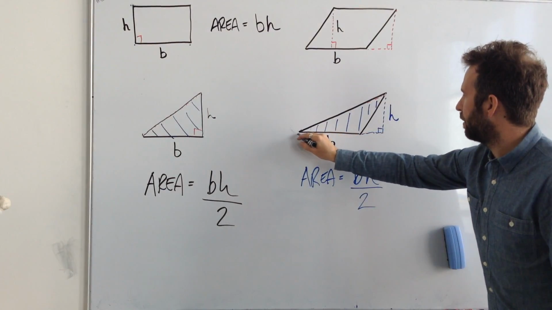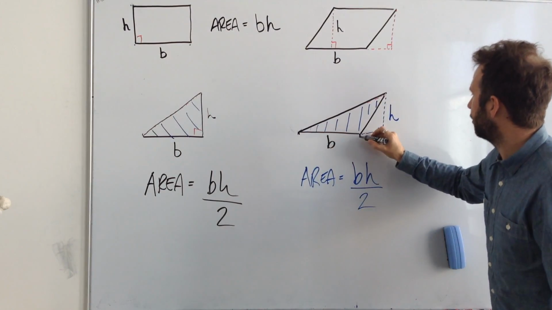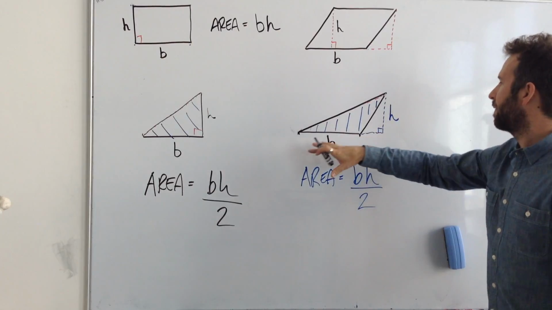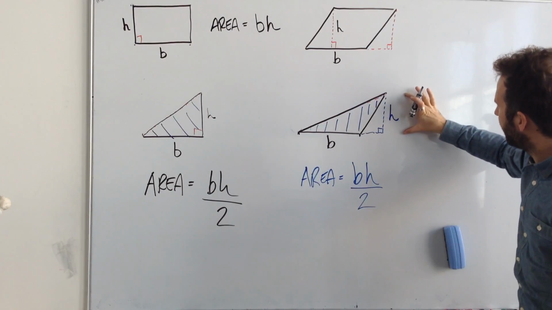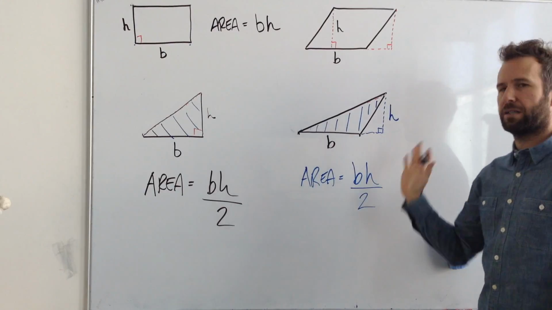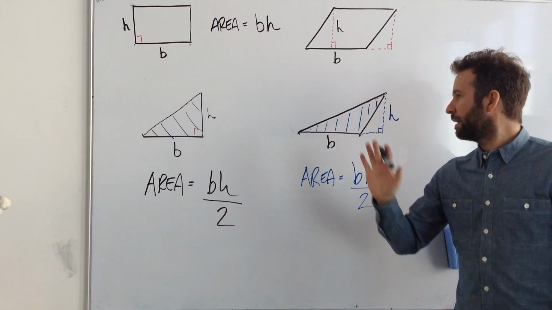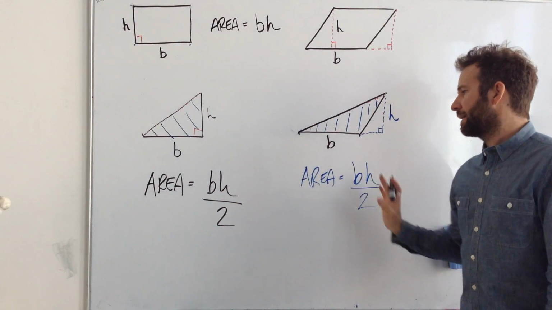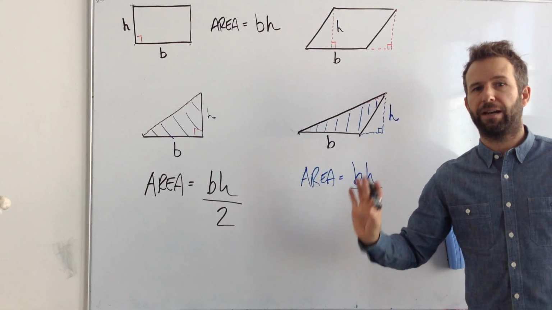The base, now keep in mind the base is from here to here, not all the way over. The base multiplied by that perpendicular height, all divided by 2, gives us the area of this triangle. So 2 different triangles, same triangle area formula.